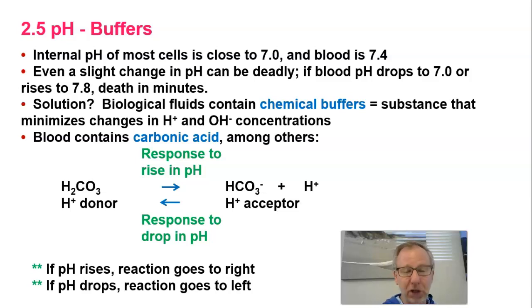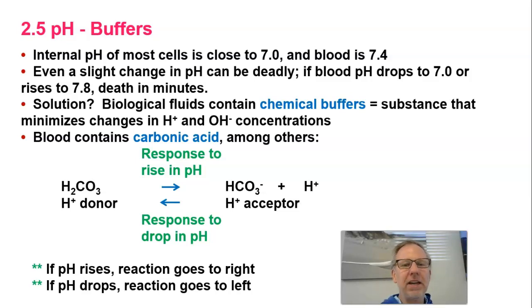Now look at this chemical equation. H2CO3, and then follow the blue arrow to the right, breaks apart into HCO3, which is a bicarbonate ion, and a hydrogen ion. But then look at the blue arrow going to the left. That is telling you that the HCO3 and the H can combine together and make carbonic acid. So this chemical equation can go both ways, right or left. Now here's how it works.